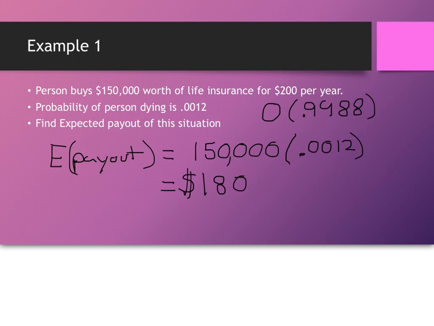But anyways, the insurance company either pays 0 or 150,000, but they pay 0 on 99.88%. They pay 150,000 on only 0.12%. So it averages out that if they'd insured a bunch of people, per policy, you get about $180 per policy.